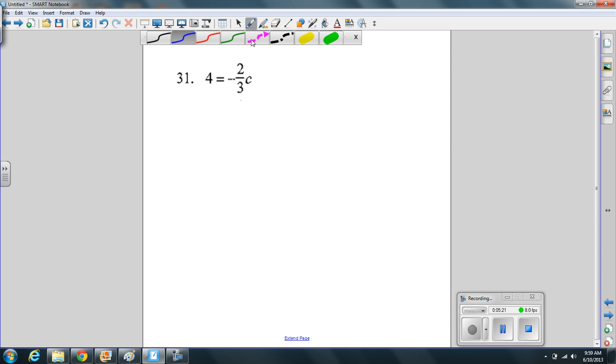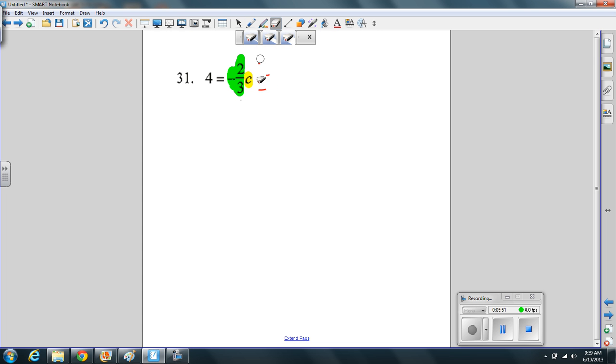Number 32, my goal is to isolate C. The easiest way to isolate a variable where the coefficient is a fraction is to multiply by the reciprocal, just like all those division problems we did with fractions. So I'm going to multiply by negative 2 over 3. Oops, let me fix that.